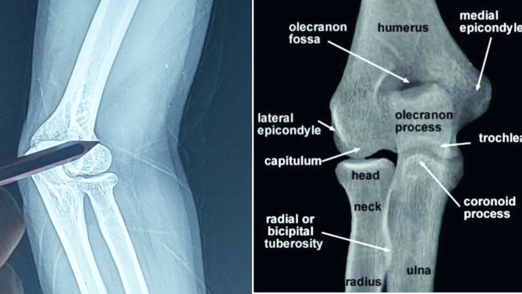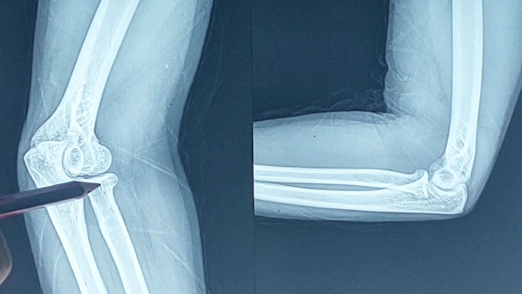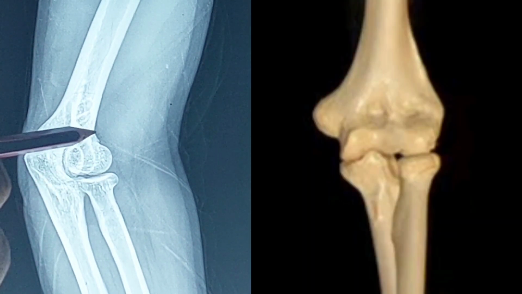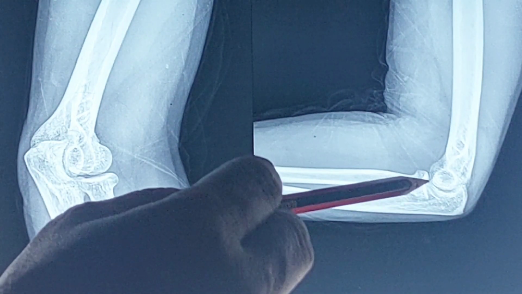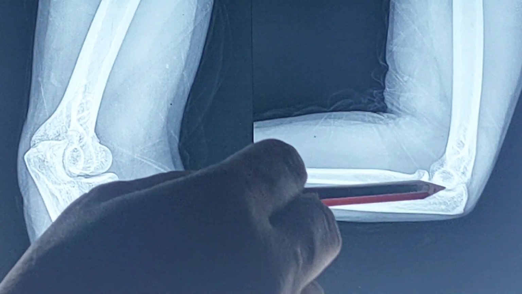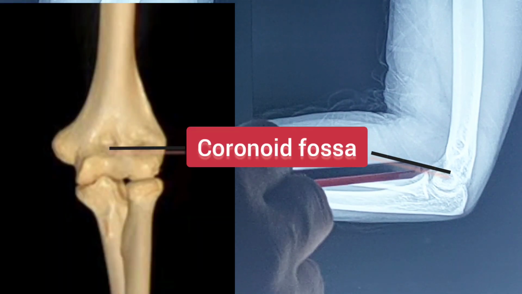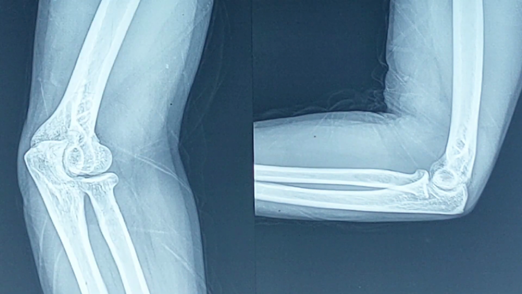And anteriorly here, this is the radius. When the elbow joint flexes, the radial head comes to this fossa here. This fossa is called the radial fossa. Similarly, this is the coronoid process of the ulna. When there is flexion of the elbow joint, the coronoid process comes to this fossa on the lower end of the humerus, and that fossa anteriorly is called the coronoid fossa.